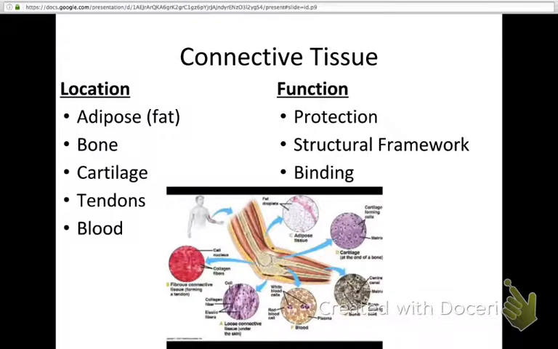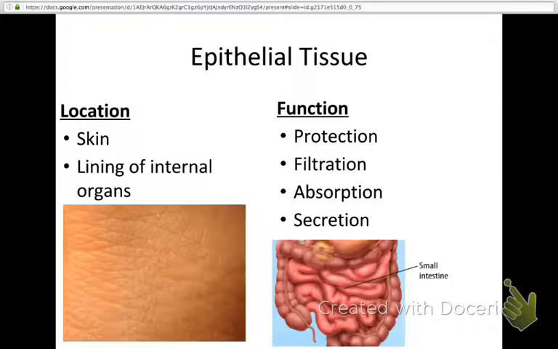So connective tissue is made up of the fat, bone, cartilage, tendons, and blood. So you will have to know that. You'll be asked a question about that. There's a question about the function of epithelial tissue, so you're going to need to know that it does protection, filtration, absorption, and secretion.